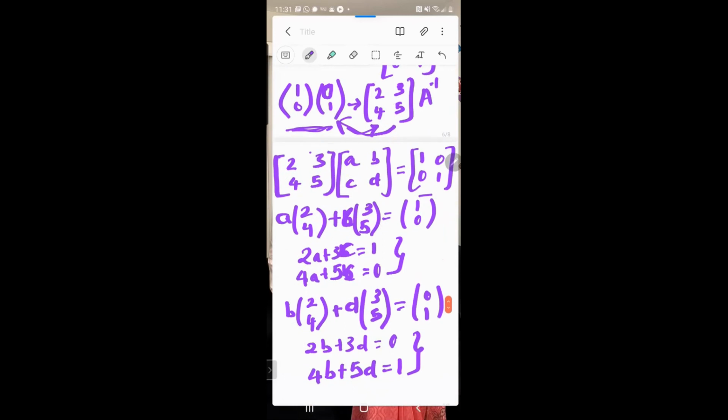I wanted to calculate the inverse of this matrix, right? 2, 3, 4, 5. I'm saying the inverse of this matrix is some ABCD. I don't know what these ABCD are, but some ABCD. Okay. The meaning of applying a transformation and its inverse means my starting points 1, 0 will just come to 1, 0, 0, 1, right? Is this first equation clear?